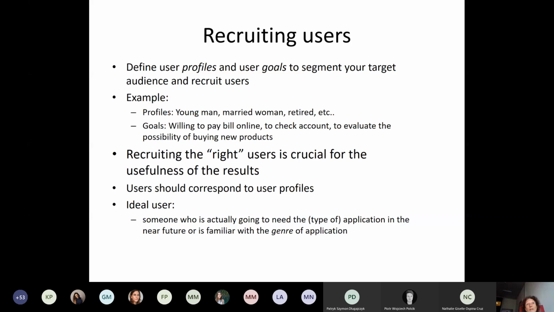Part of the user profile is also the familiarity with the website, with similar websites, or with the ICT technology in general. The ideal user is a person who actually needs to use that application, who is actually going to use your application when it is ready.